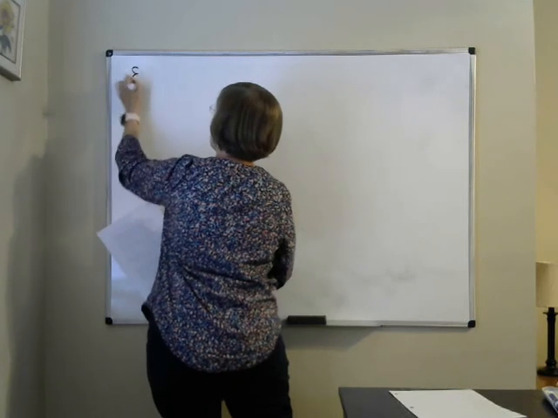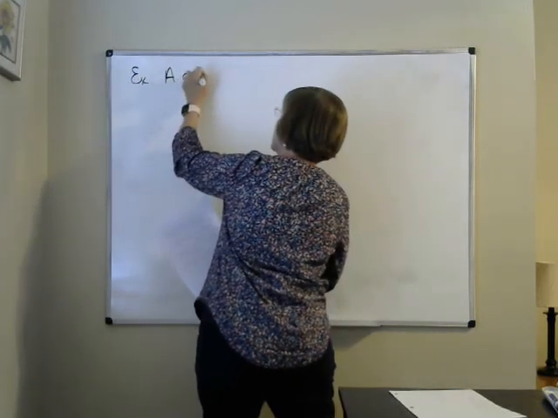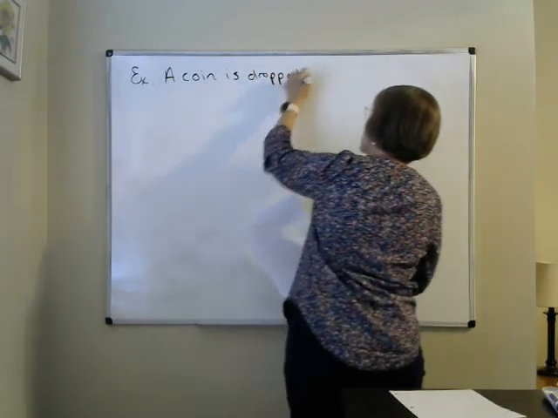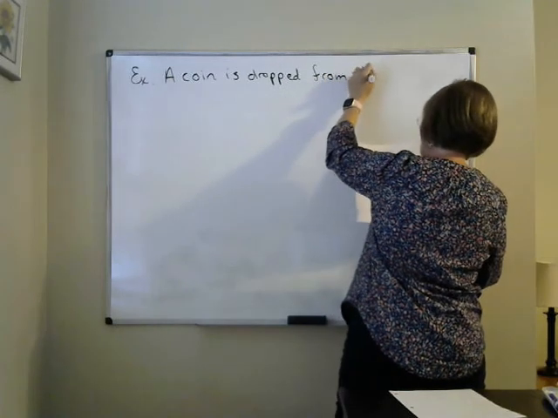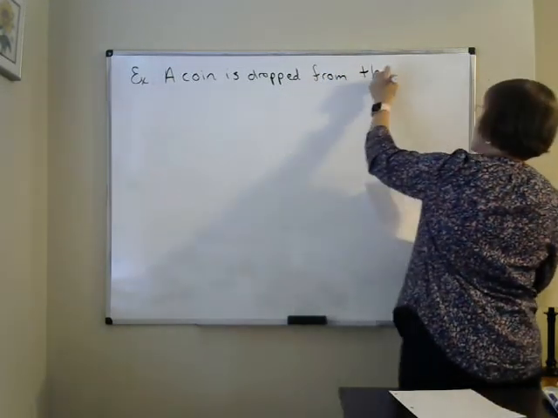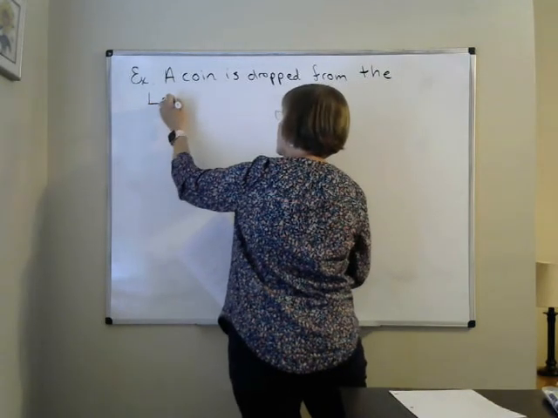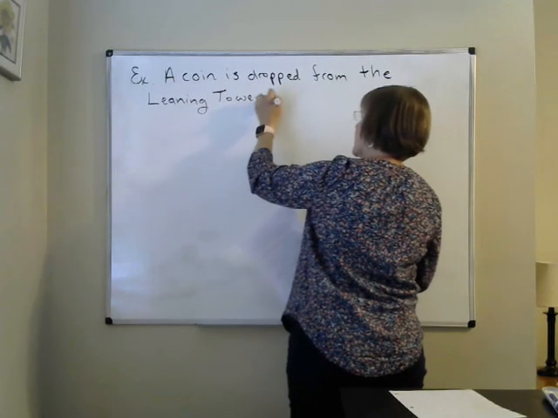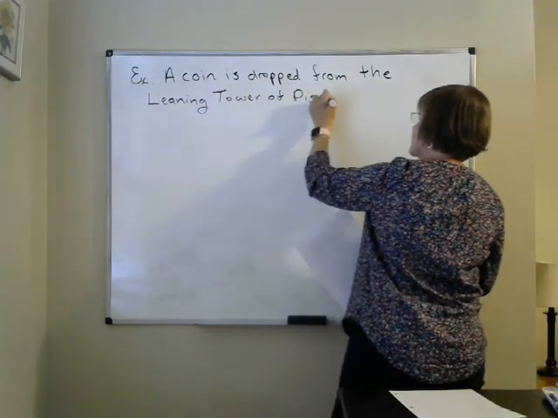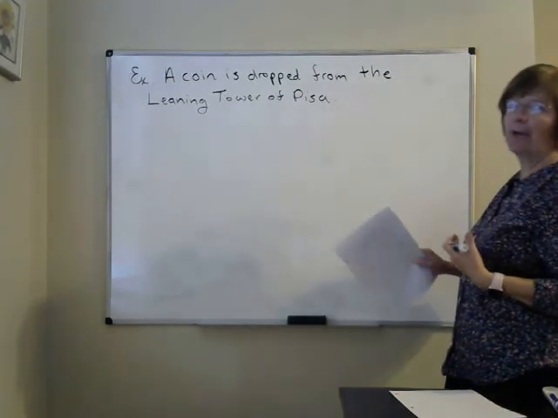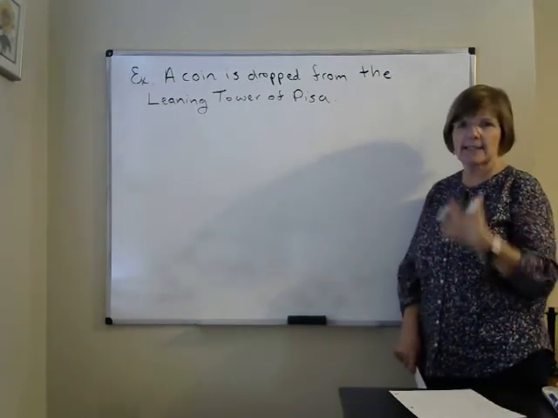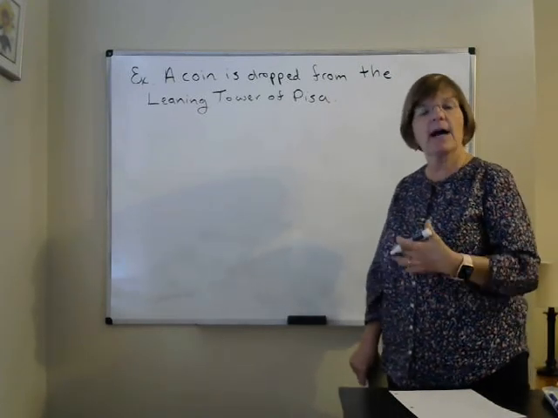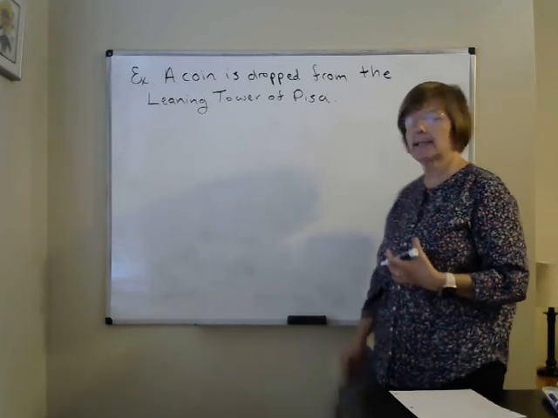Let's do an example. A coin is dropped from the leaning tower of Pisa. I don't think we know this to be true factually, but legend has it that Galileo dropped cannonballs off the leaning tower of Pisa and timed their fall, and that's how he determined that it didn't depend on mass.